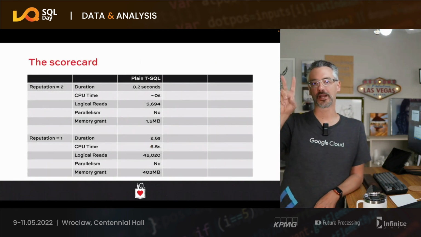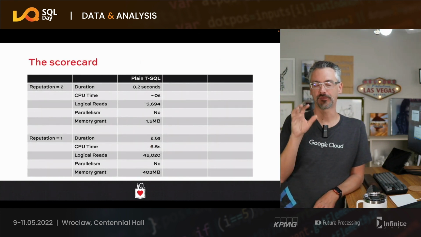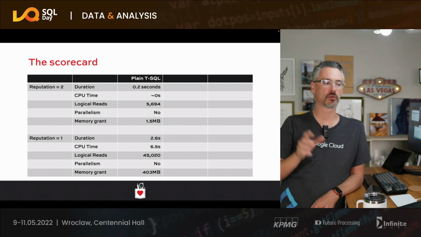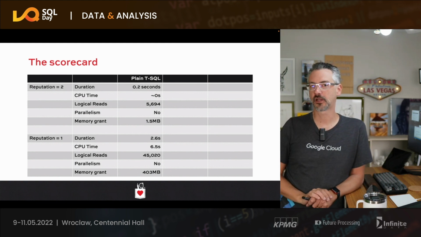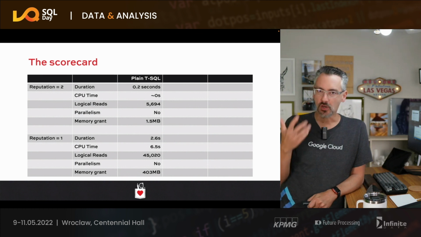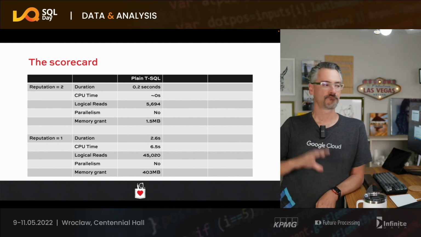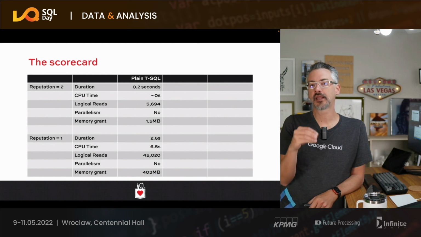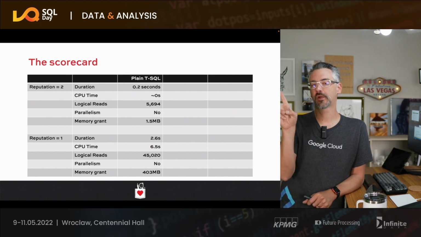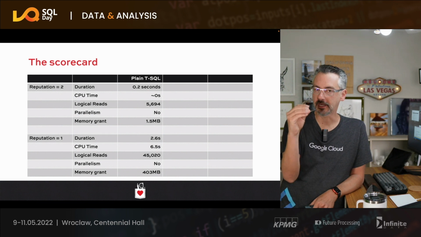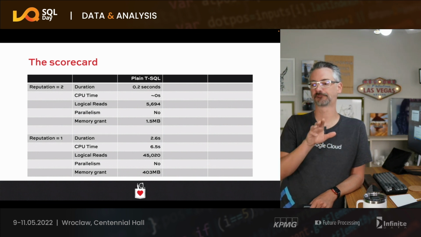So at the top, when I ran it for reputation equals 2, it runs really quickly, and it only does about 5,700 page reads, because it's able to use the index plus do a few key lookups. It doesn't need a big memory grant, and it doesn't need to go parallel because reputation equals 2 is tiny data. Not a lot of people match.